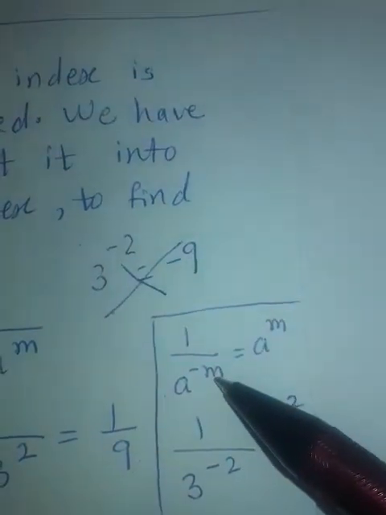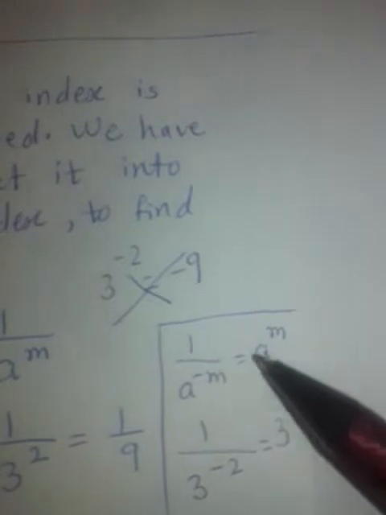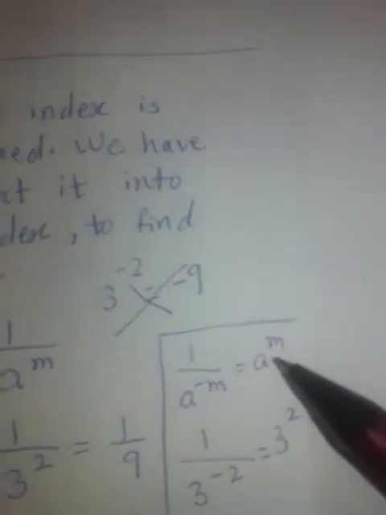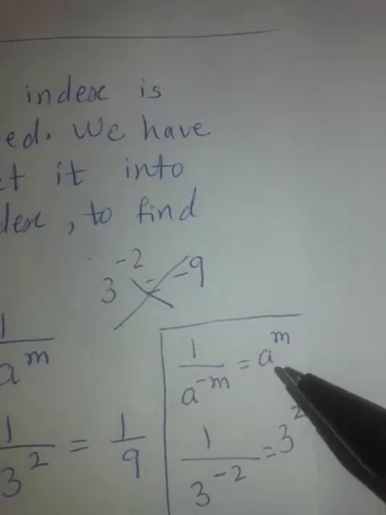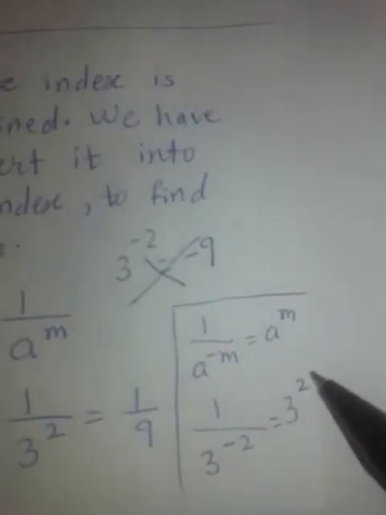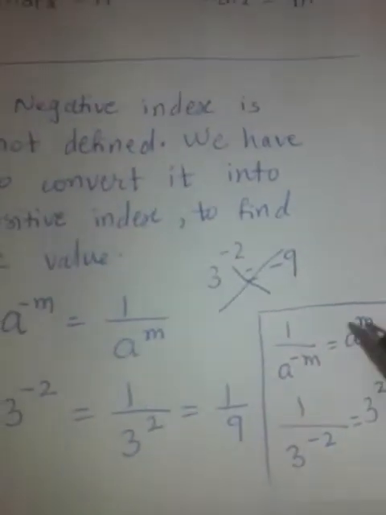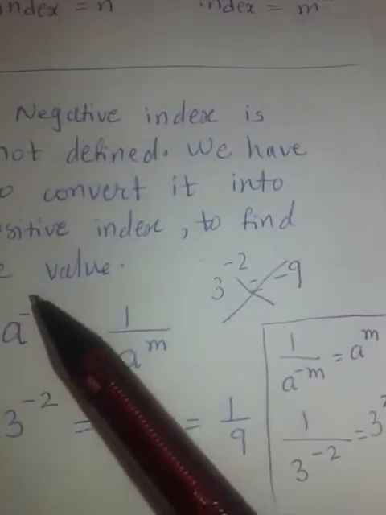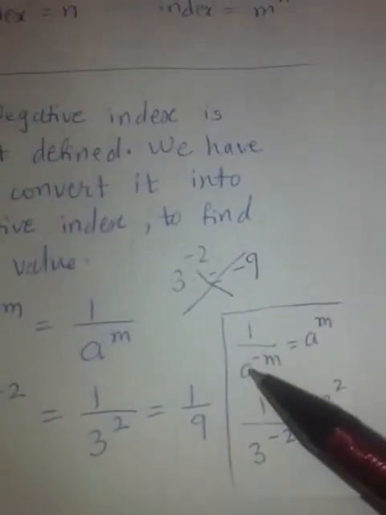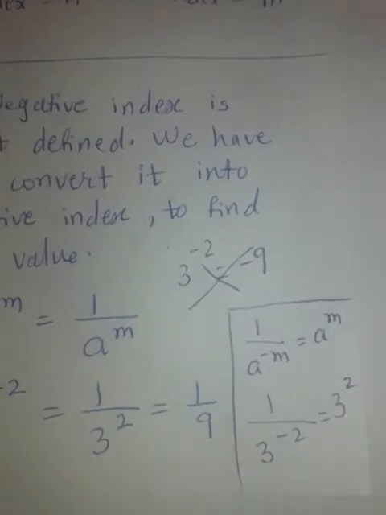And if the negative index is in the denominator, then take it to the numerator, it becomes positive. So 1 upon a raised to minus m is equal to a raised to m. 1 upon 3 raised to minus 2 is 3 raised to 2. Understood how to convert negative index to positive index? न्यूमरेटर में नेगेटिव है तो डिनोमिनेटर में लेके आओ, पॉजिटिव हो जाता है. डिनोमिनेटर में नेगेटिव है तो न्यूमरेटर में लेके जाओ, पॉजिटिव हो जाता है.